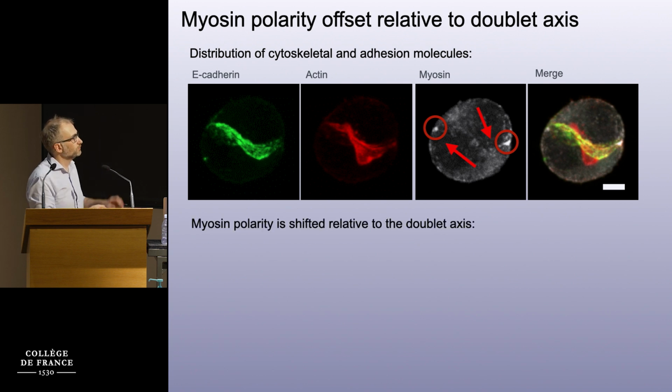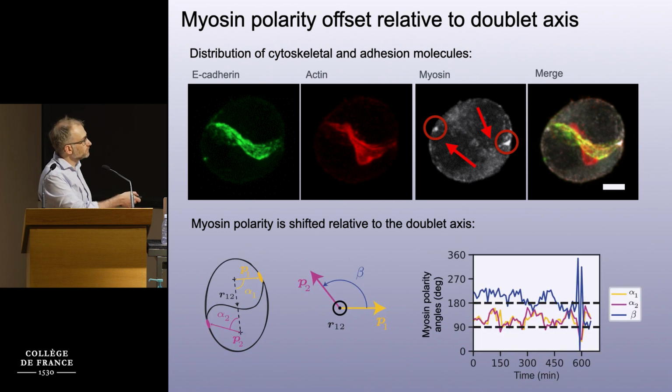And so to do this, we define a polarity axis, so an arrow, which is going to point to where there is more myosin in the cell. And then from these polarity arrows, we can define angles. One angle is linked to the polarity vector and the axis joining the two cells. These angles are roughly 90 degrees.